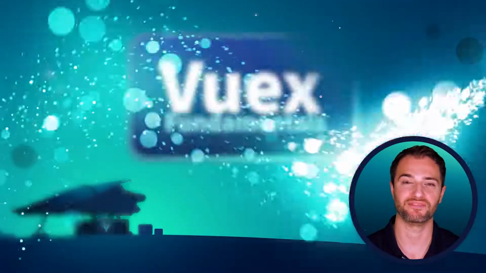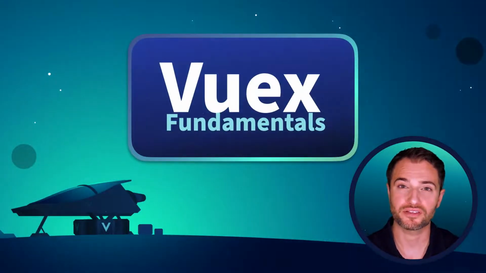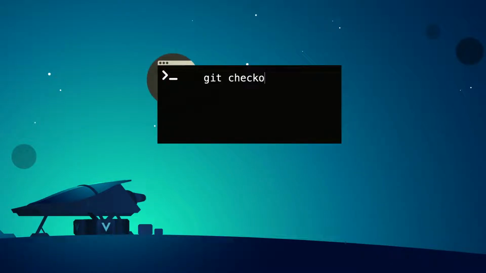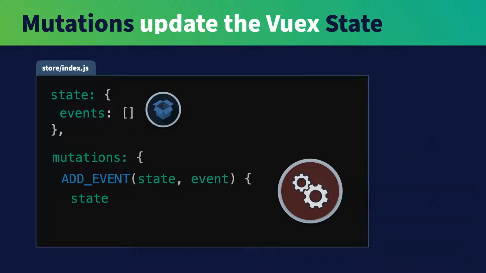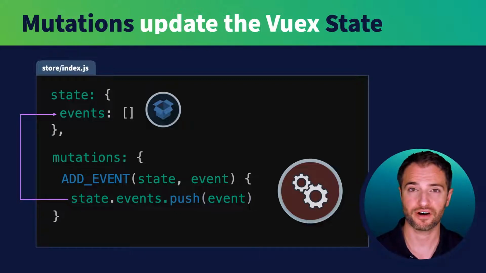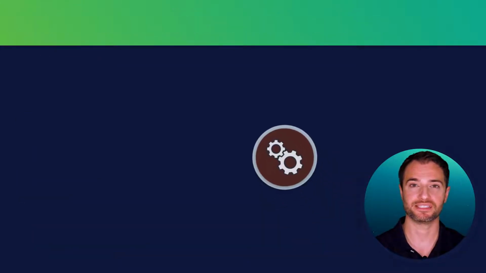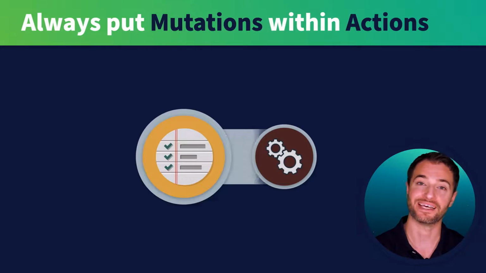Welcome to the next lesson in Vuex Fundamentals, where we're going to cover another tool in the Vuex library called Actions. To grab the starting code, you can check out the L4-start branch. In the previous lesson, we learned how to update the state in our Vuex store using mutations. Specifically, the add event mutation pushes new events into our events state. This is working well for us so far, but we aren't yet following best practices according to Vue team members. The best practice would be to encapsulate these mutations within something called an action.